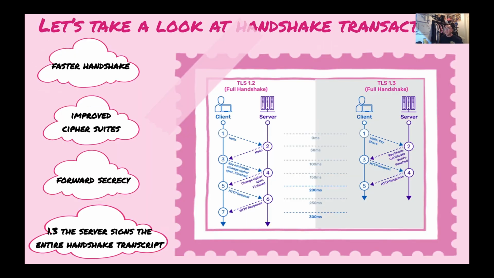So we're going to take a look at the handshake transaction, how all of these work together. We've already talked about them, but we're just going to really talk about the security aspects of it all. So we already know that it's a faster handshake.